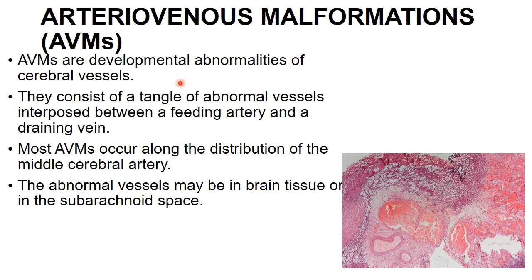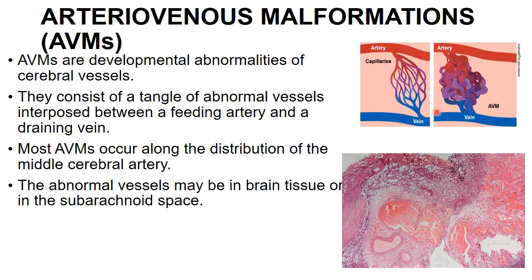So let's see. Arteriovenous malformations are developmental anomalies. They typically consist of a tangle of abnormal vessels. Here you see this is a normal artery and normal vein, and this is the capillary that you see here. And what happens when there is an arteriovenous malformation is that there is a tangle of abnormal vessels interposed between a feeding artery and a draining vein.